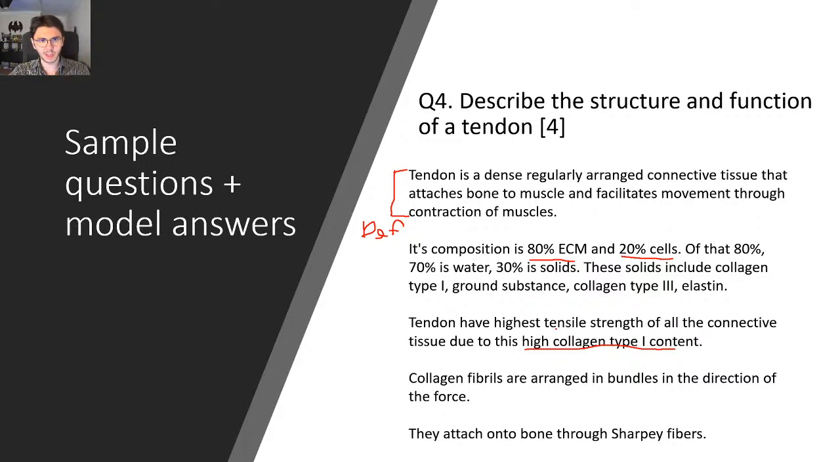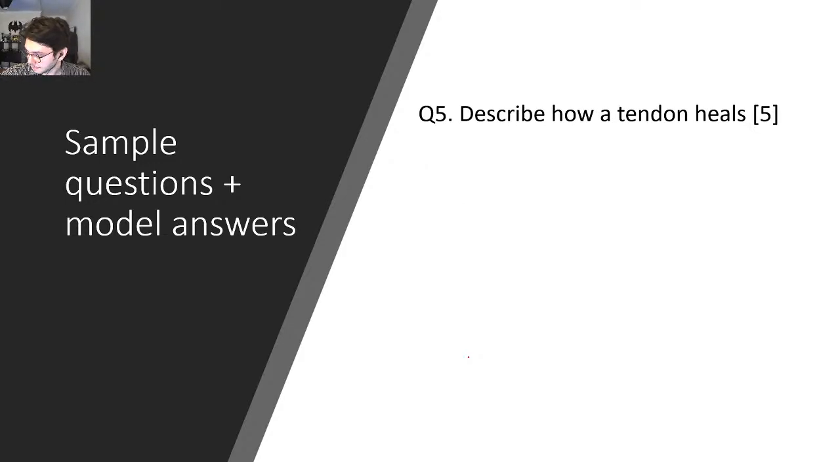You think tendon, okay, it's packed tissue, parallel lines, a lot of ECM, not that many cells, a lot of it is water, high collagen type 1, and collagen fibrils in the direction of the force. So that's what I will be sort of thinking in my head about the structure and function of a tendon.